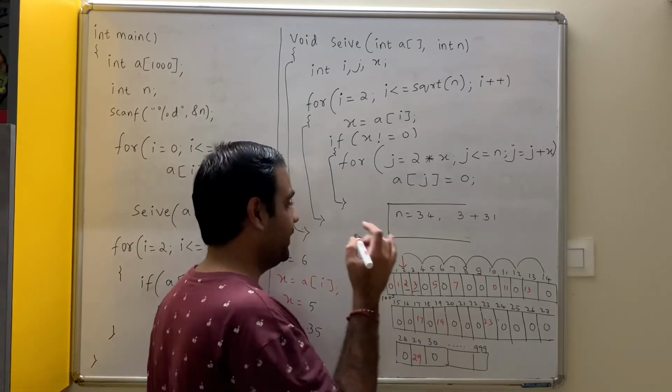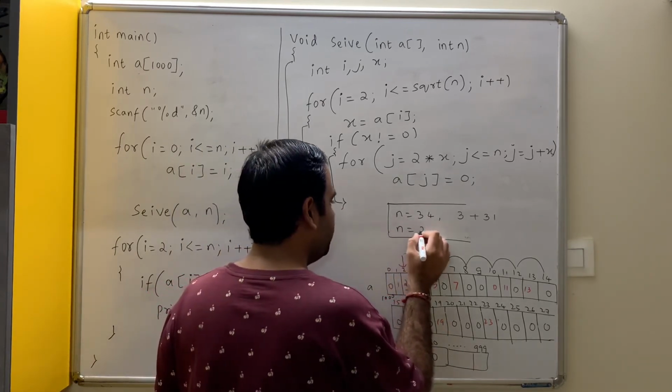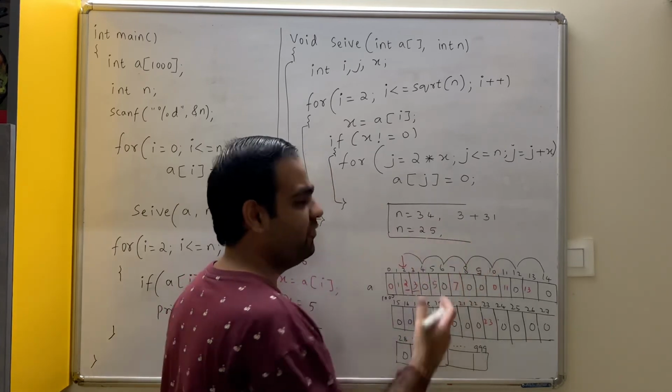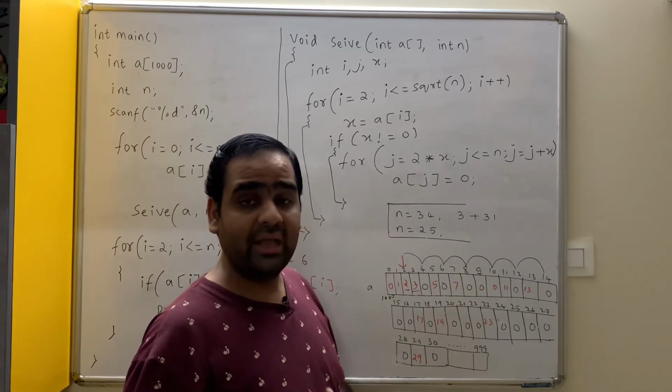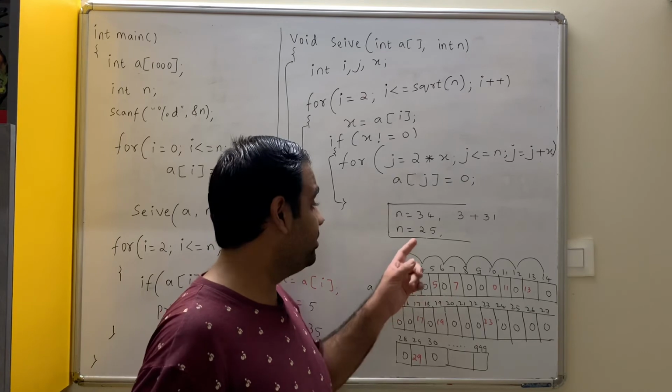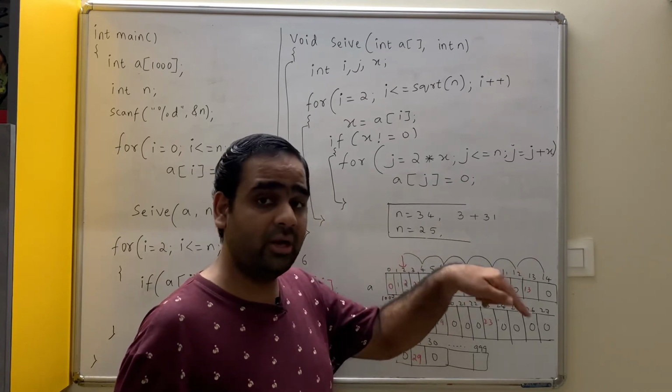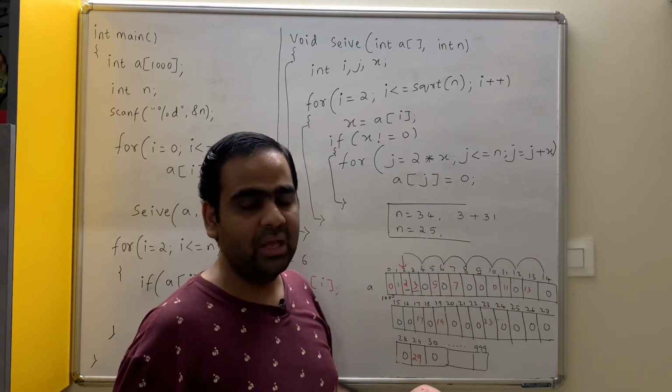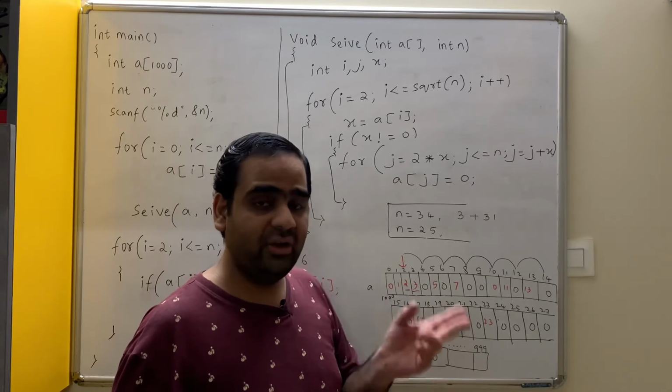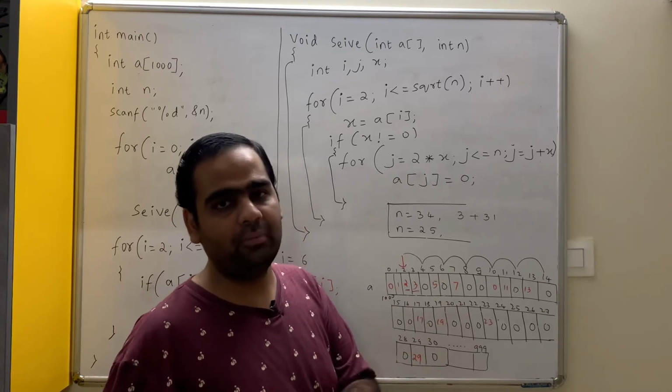I hope you are getting it. Now, if I say n is equal to 25, can you express 25 as sum of two primes? If you say 13 plus 12, 13 is prime, but 12 is not prime. If you say 24 plus 1, 24 is not prime and 1 is neither prime nor composite.